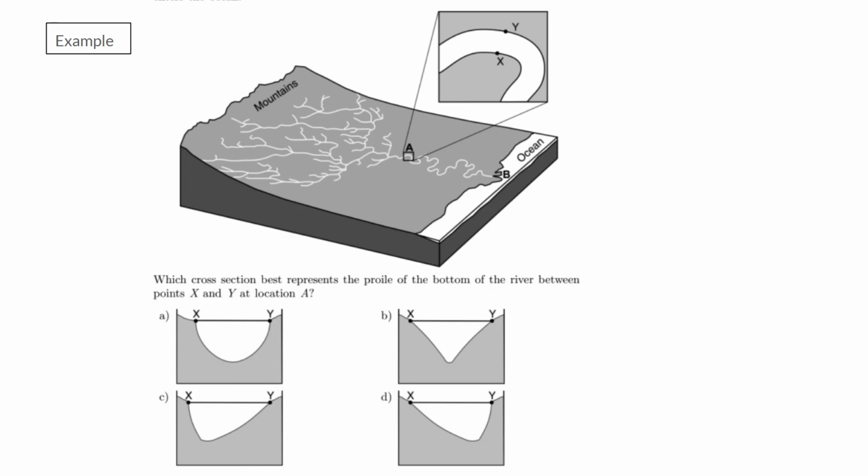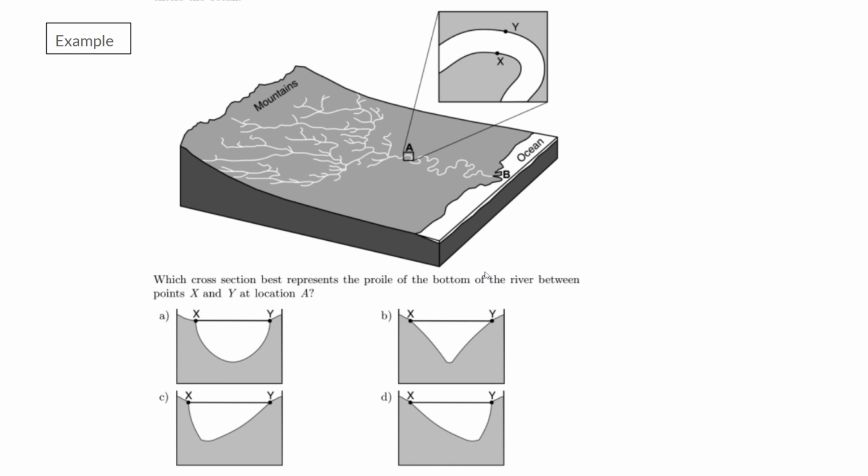So here's an example. Which cross section best represents the profile of the bottom of the river between points X and Y at location A? So here's a river. This is location A. And in location A, if I zoom in, here's X, here's Y. I want to know what the cross section will look like at the bottom of the river, meaning what will the land under the river look like?